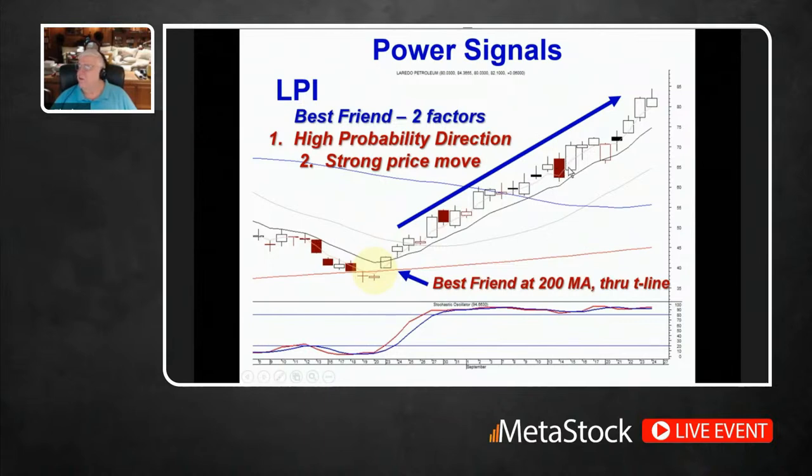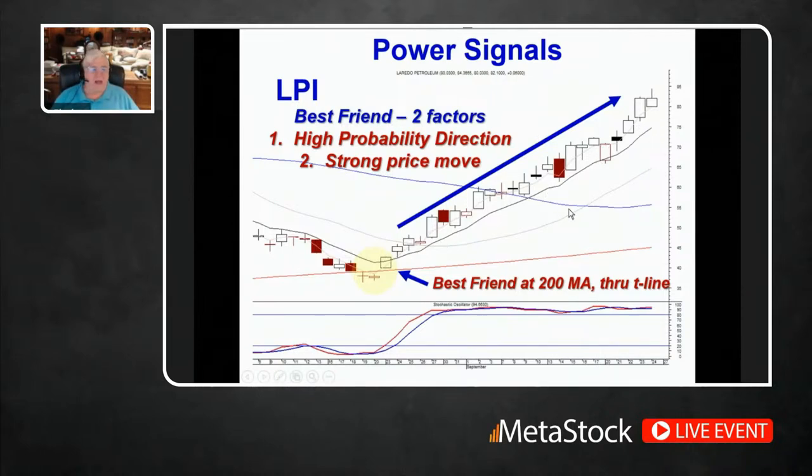Now I know to sit patiently, that if this had opened lower the next day and traded lower, that's when we closed out. If we were going to stay long, what did we need to see? We needed to see it open positive and trade positive. So this is what keeps your rational decision-making out of your trading and keeps you in good trades.